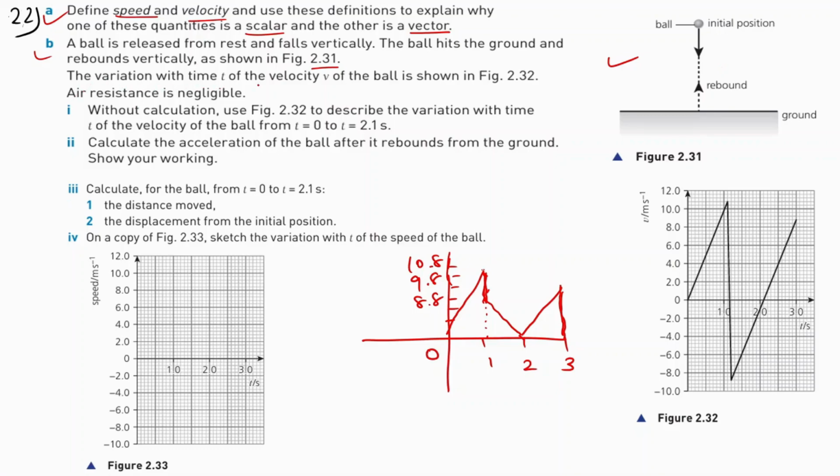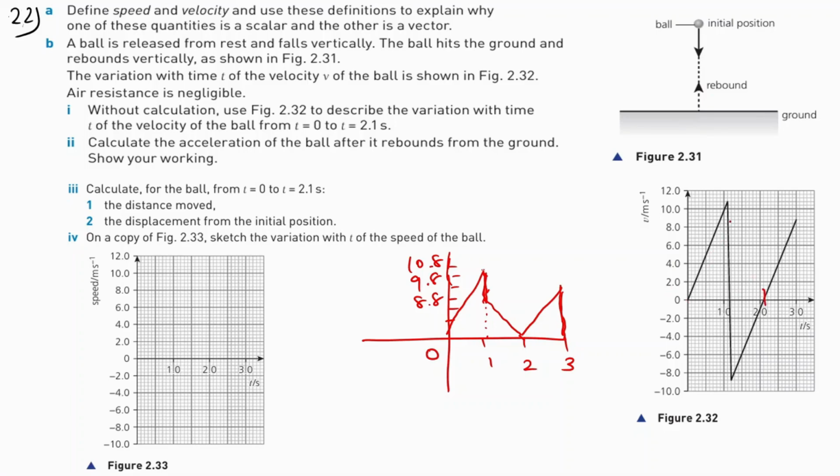The variation with time t of the velocity of the ball is shown in figure 2.32. They show how the velocity is changing with time. You have to ignore air resistance. First, without calculation, use this figure to describe the variation with time t of the velocity of the ball from t equal to 0 to 2.1 seconds. You just need to understand and illustrate this graph, what is going on here. So it is 0 to 2.1 seconds.